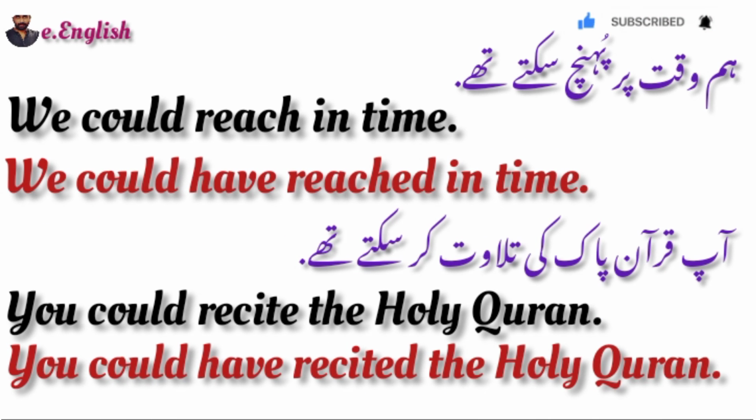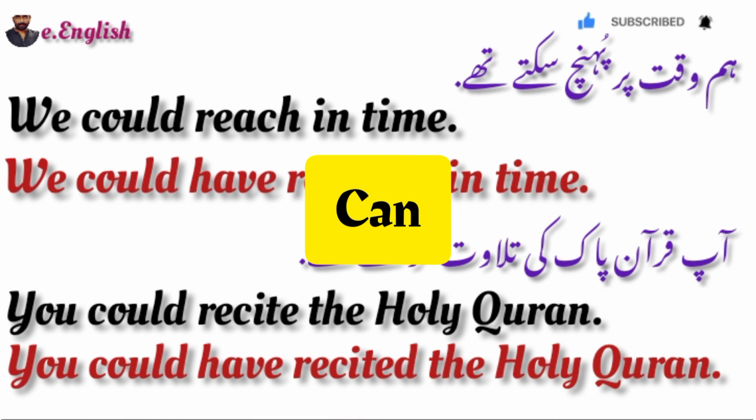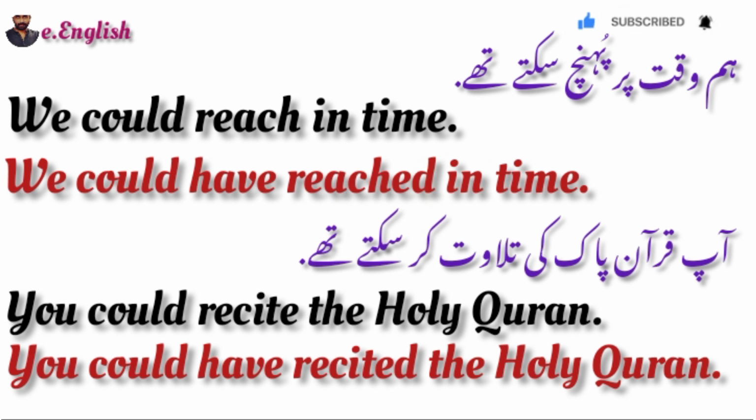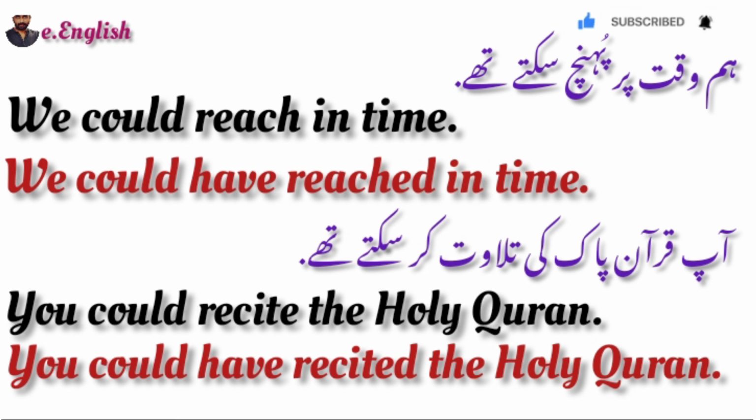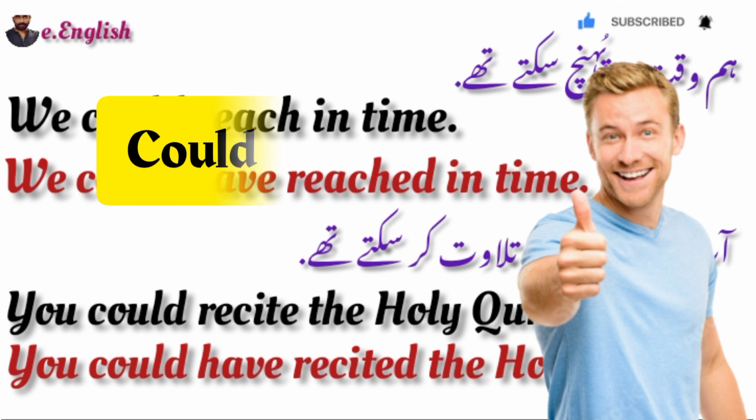So that was the use of could and could have, and you learnt that if you use could, then you have to use verb's first form, and if you use could have, then you have to use verb's third form. And could is the past form of the verb can, and it is used to show the ability to do something. So I think you will have understood how to use could and could have.